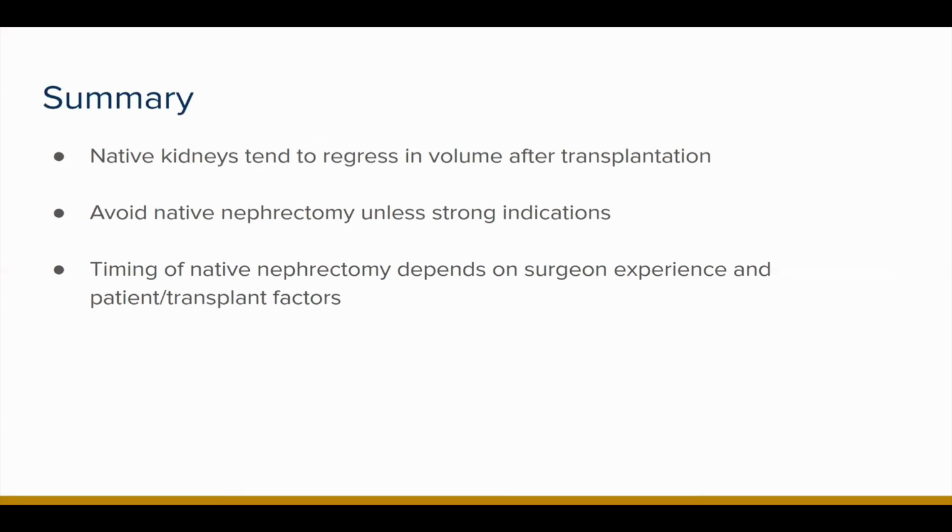So overall, to summarize, the considerations for transplant in autosomal dominant polycystic kidney disease, we know that native kidneys tend to regress in volume following transplantation, and this may allow patients with mild symptoms to be delayed for native nephrectomy or prevented entirely. Overall, there's a strong push to avoiding native nephrectomy in patients unless they have strong indications for it, and that overall the timing of native nephrectomy appears to be quite surgeon and center dependent, and really does depend on other patient and transplant factors as well.